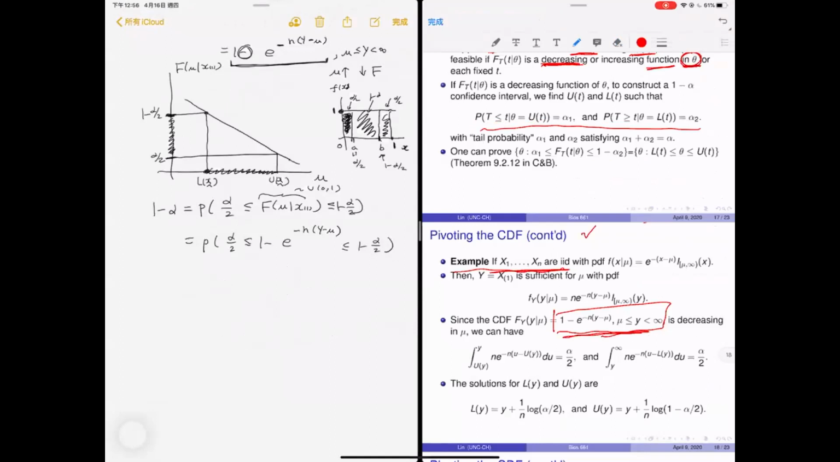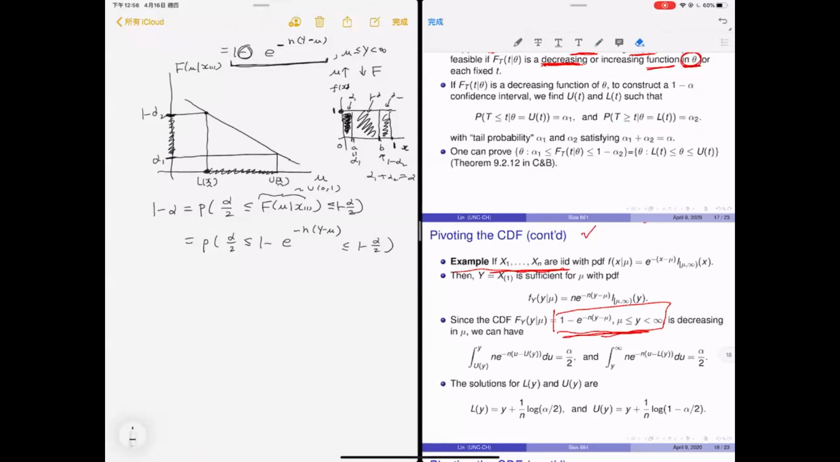For example, right here I'm not necessarily using alpha over 2, pardon me on that. I should be using alpha 1 and alpha 2, but make sure which one is alpha 1 and which one is alpha 2. This is alpha 1, and then this is alpha 2, 1 minus alpha 2. Maybe I should change everything to alpha 1, alpha 2, then 1 minus alpha 2. Again, alpha 1 plus alpha 2 is alpha.